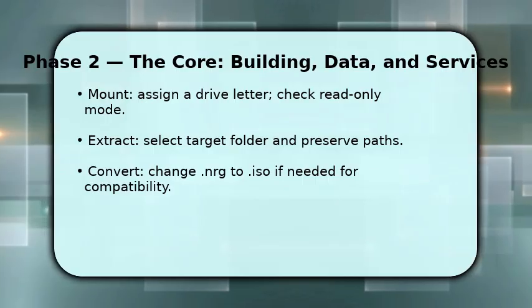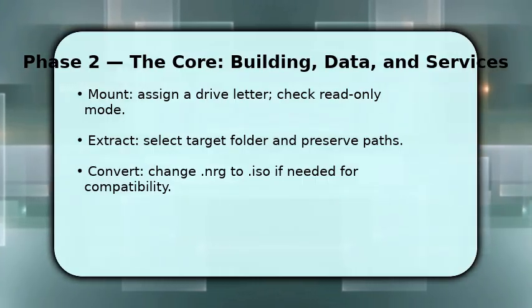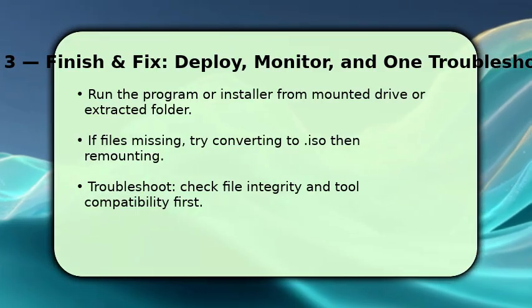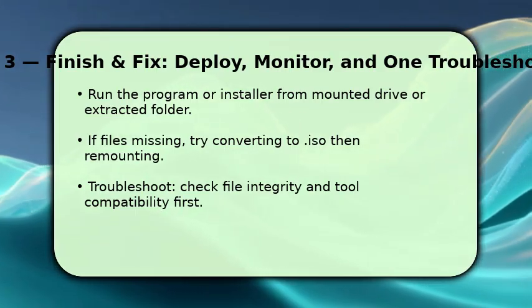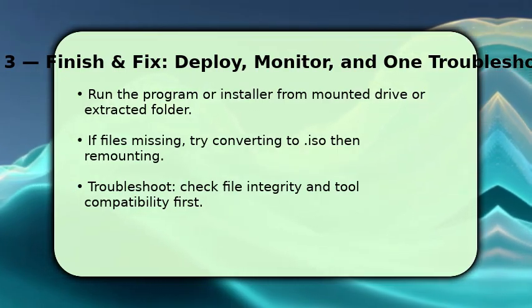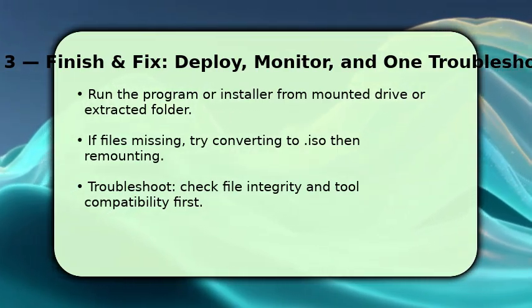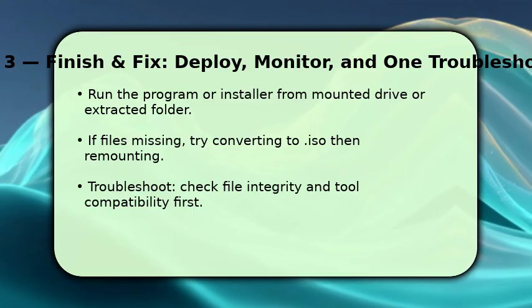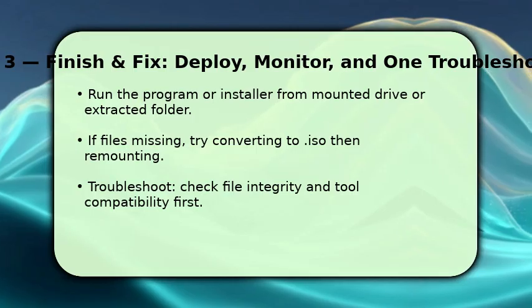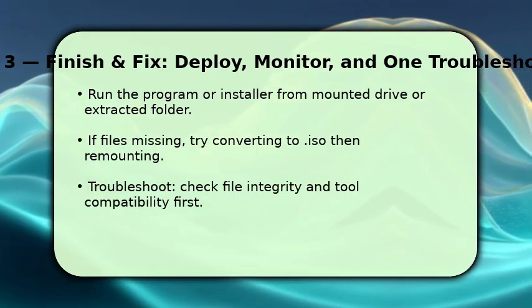You complete the task by running installers or accessing files from the mounted drive or extraction folder. Follow any on-screen prompts. If something fails, convert the NRG to ISO and mount the ISO instead. Many tools handle ISO more reliably. If problems persist, verify the NRG file integrity and try an alternative tool, because compatibility differences cause most faults.